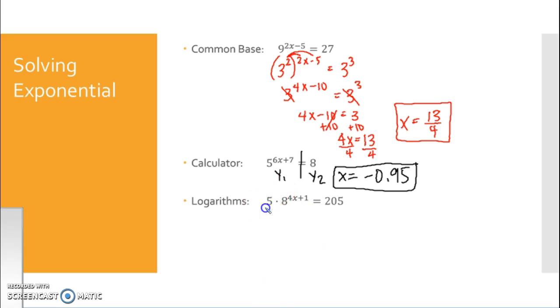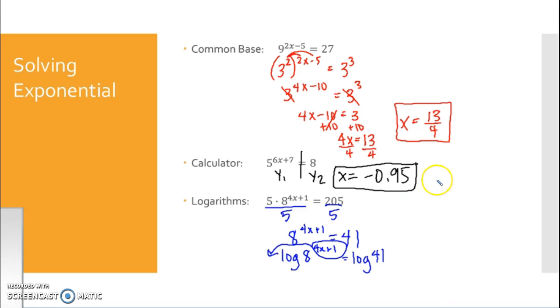So to use the exponent, I've got to get rid of this 5, and to do that we just divide. So we get 8 to the 4x plus 1 equals 41. Now I'm going to take a log of both sides. So log of 8 to the 4x plus 1 equals log of 41. My exponent can come out in front.